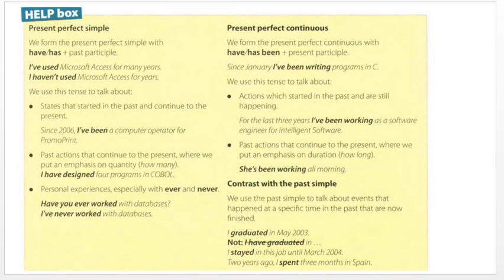For 3 years. It is a past action that continues to the present, where we put an emphasis on duration, how long. She has been working all morning.